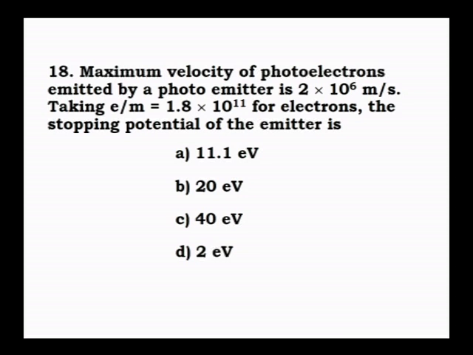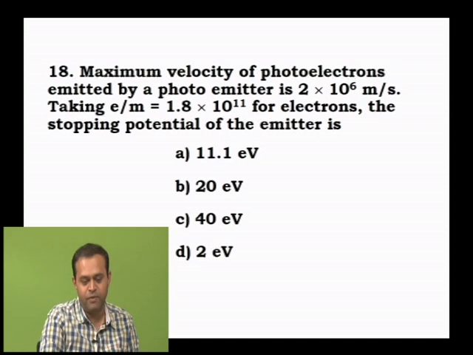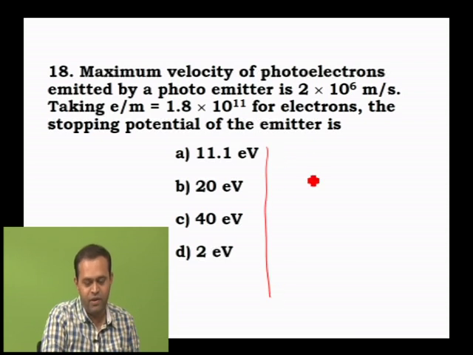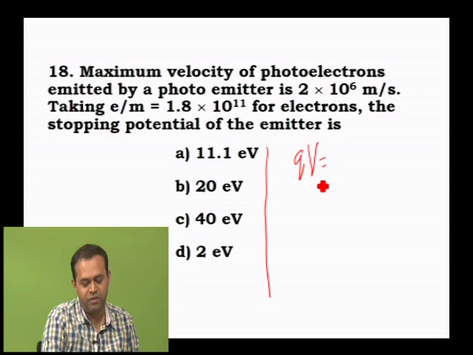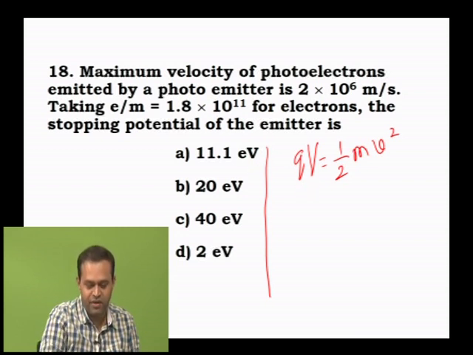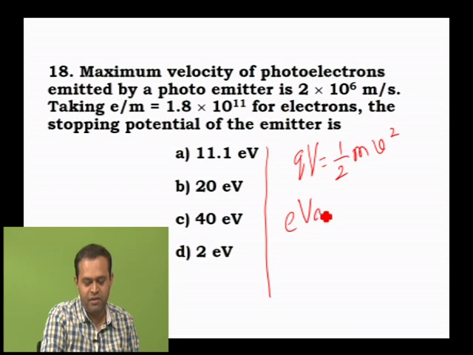Okay, now next is maximum velocity of photoelectrons emitted by a photoemitter is 2 into 10 power 6. Taking E by m is equal to 1.8 into 10 power 11, the stopping potential of the emitter. Already one formula ಹೇಳಿದೆ ನಿಮಗೆ. Whenever a charge particle Q is accelerated for a potential difference V, then we can write Q into V is equal to half into m into V square. ಇಲ್ಲಿ in terms of stopping potential ಹೇಳ್ತಾರೆ, ಚಾರ್ಜ್ ಪಾರ್ಟಿಕಲ್ ಎಲೆಕ್ಟ್ರಾನ್ ಹೇಳ್ತಾರೆ, ಅದಕ್ಕೆ ಸ್ವಲ್ಪ ಚೇಂಜ್ ಮಾಡೋಣ. E V naught is equal to half into m into V square.